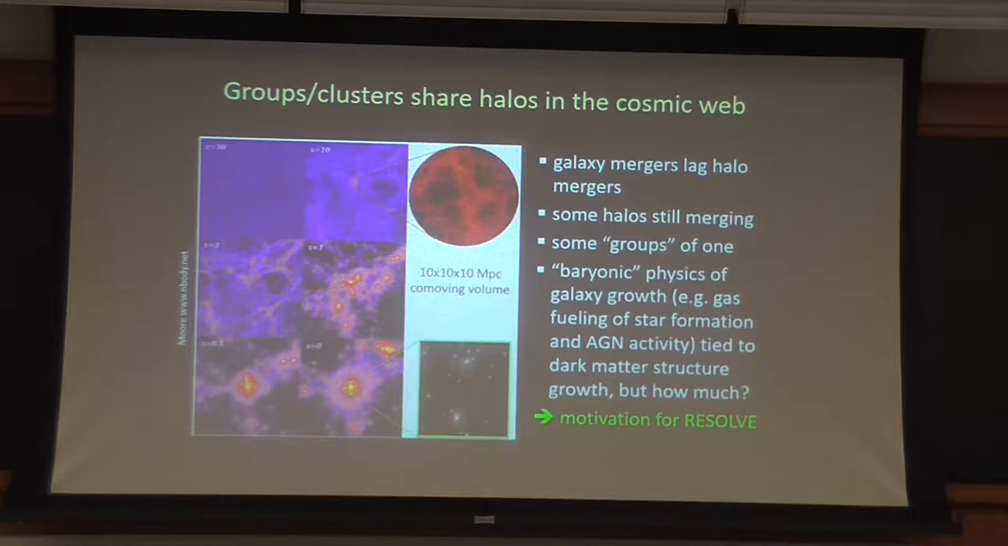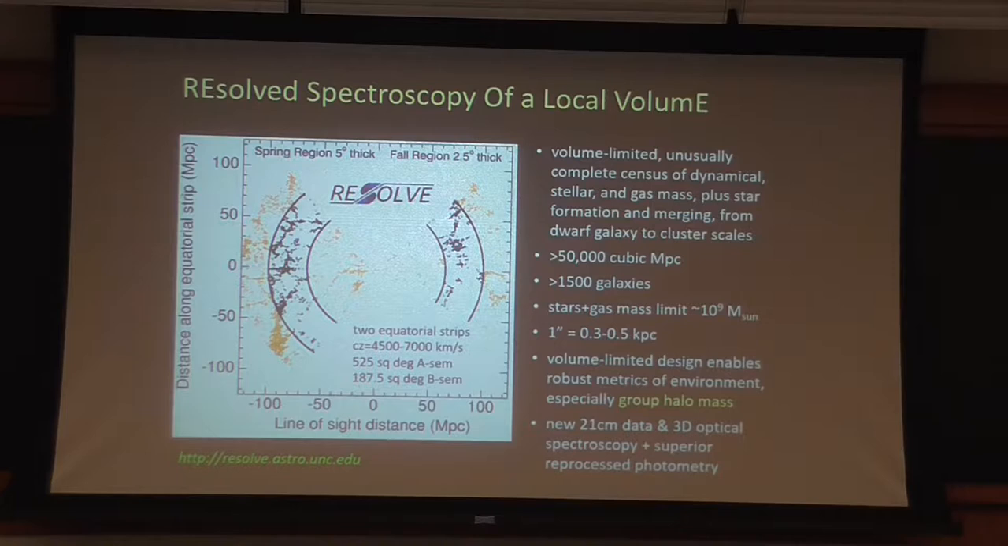So Resolve stands for Resolve Spectroscopy of a Local Volume. It's all these black dots, these are all galaxies, within the larger Sloan survey, which actually keeps going well beyond that plot, but you see a little bit of it in orange for context. So Resolve is volume limited, and it is unusually complete, much more complete than the parent Sloan survey. It's a census of dynamical, stellar, and gas mass, plus star formation and merging from dwarf galaxy to cluster scales. By dwarf galaxy, I mean about 10 to the 9th solar mass in baryons, stars plus cold gas.